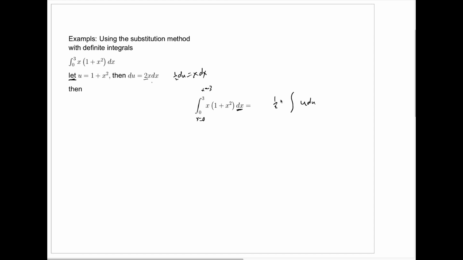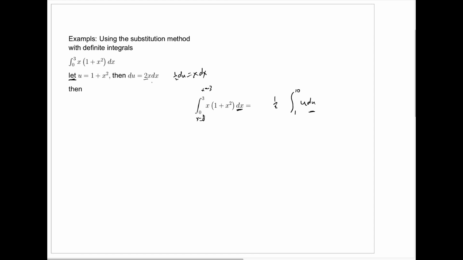When we write down a new integral, we need values of u because we have the du here. So we ask the question, when x is 0, what is u? Of course, u here is 1 plus x squared, so when x is 0, u equals 1. And when I write that 1 there, that 1 is a value for u. Similarly, when x is 3, u is 1 plus 3 squared, which is 10.